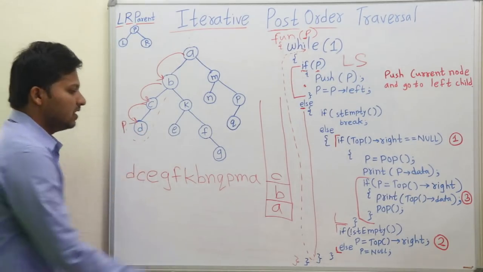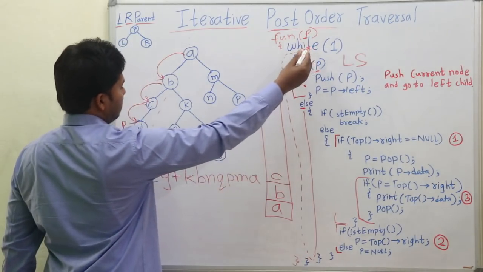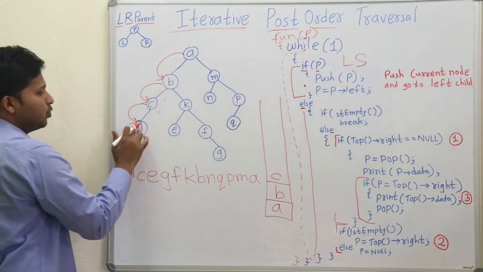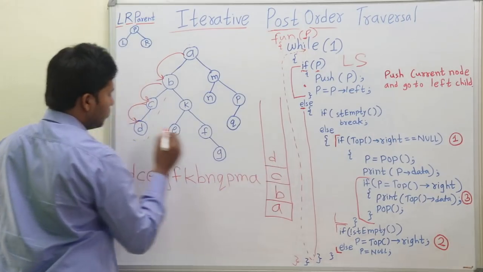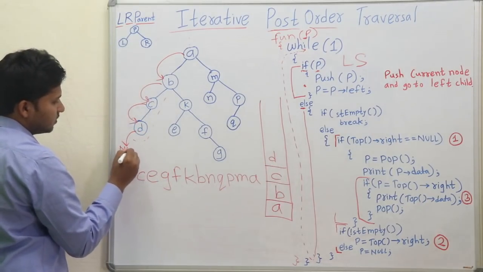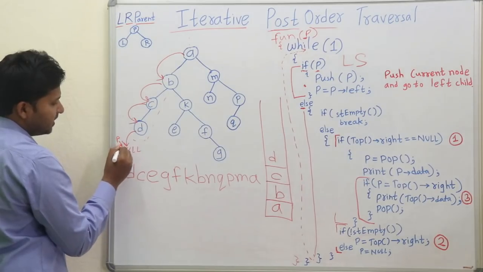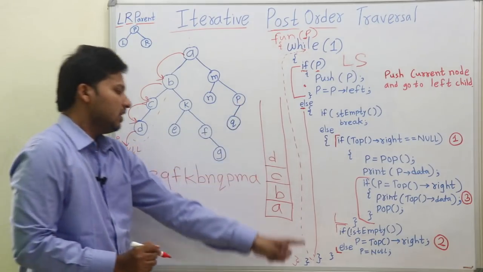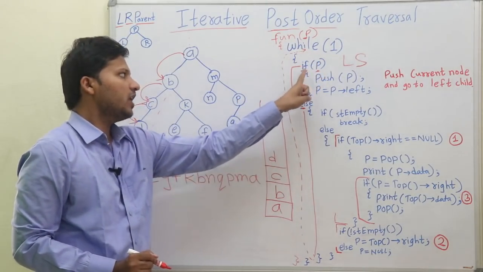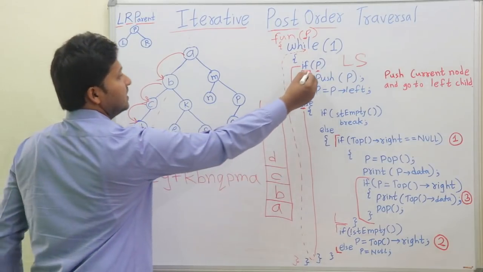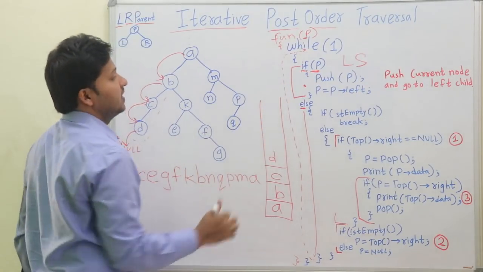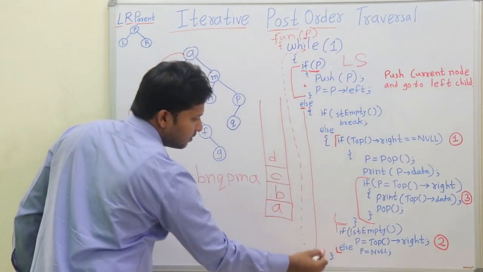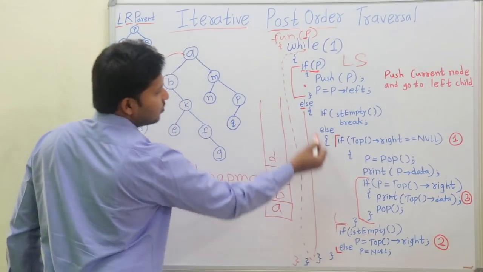Now again the next iteration of while, if P, that is D, the node exists. So push D and go to the left child of D, that is null. Now P points to null. As P points to null, in the next iteration of this while when we check if P, this condition is not satisfied, so this condition fails, and then we go inside this else block. Now this block will be executed.